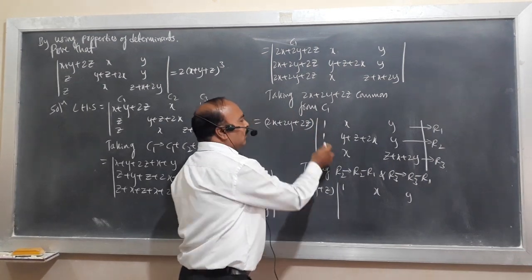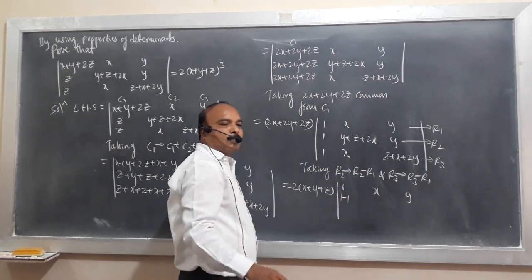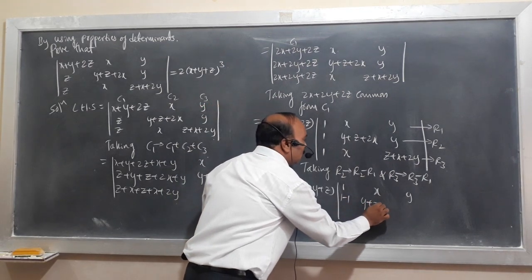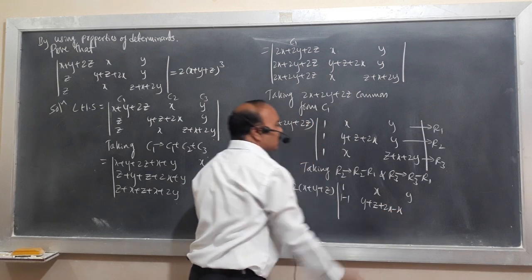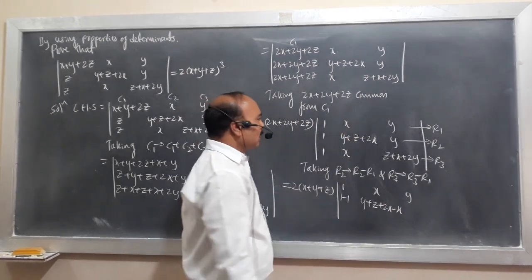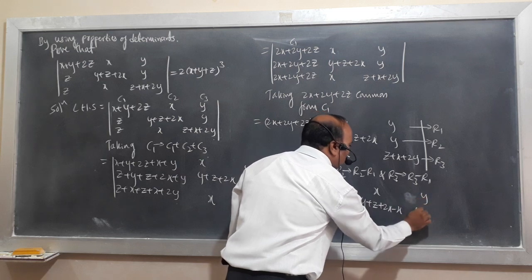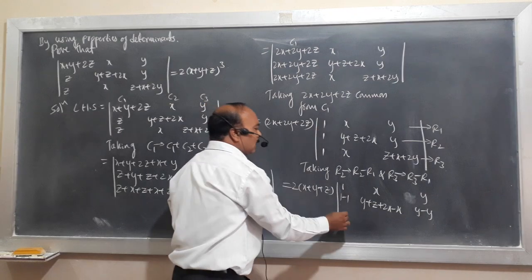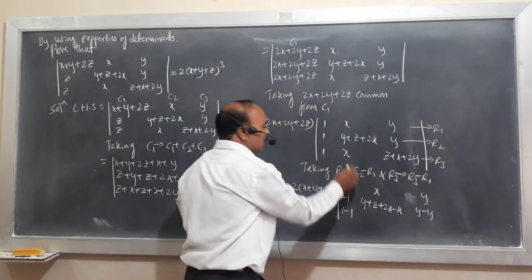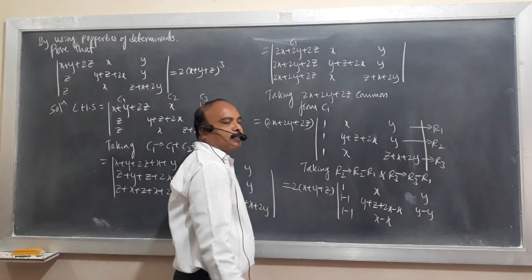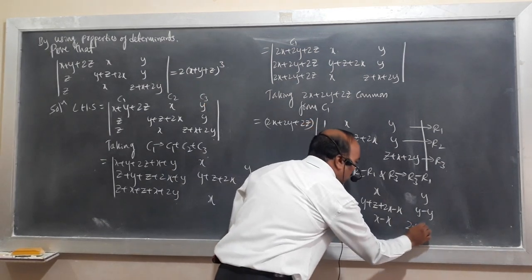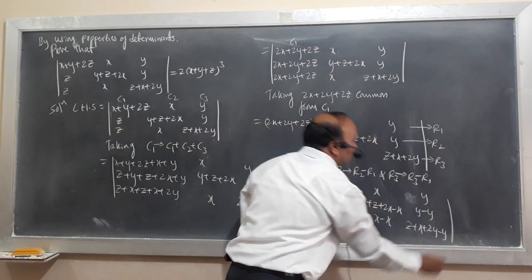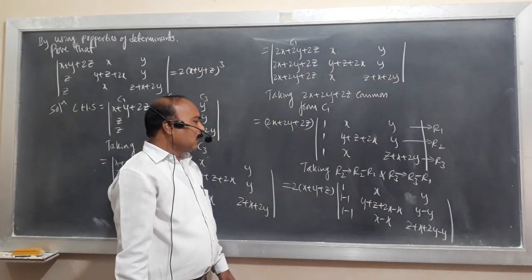as it is. Now it is 1 minus 1, it is R2 minus R1. Here y plus z plus 2x minus x, it is R2 minus R1. It is y minus y. Similarly here R3 minus R1 is 1 minus 1, it is x minus x. Here z plus x plus 2y minus y. This is what we get after subtraction.